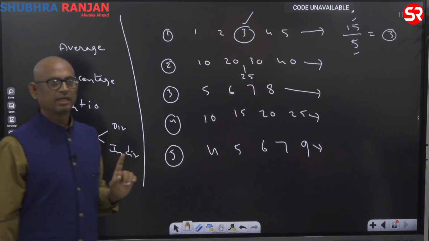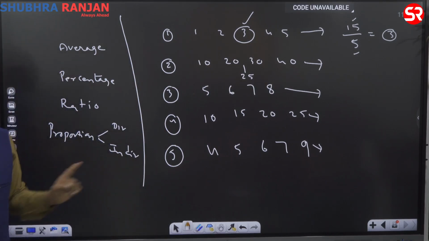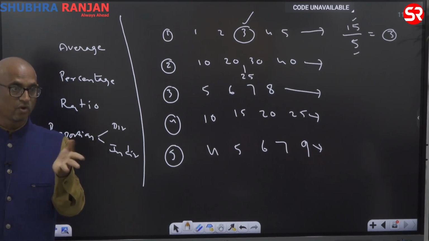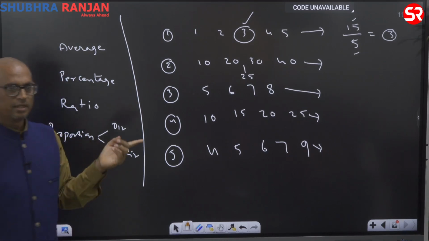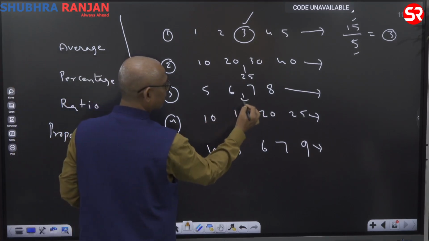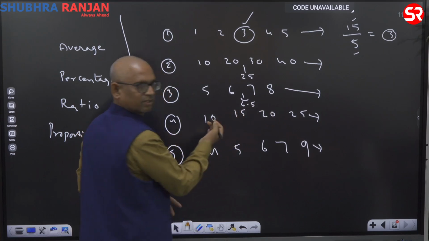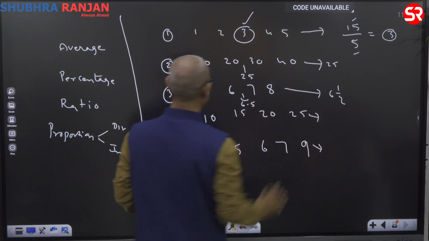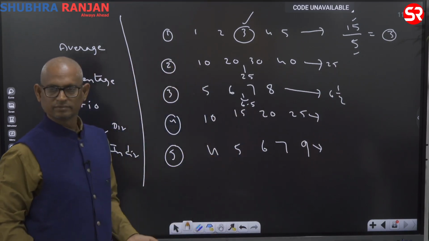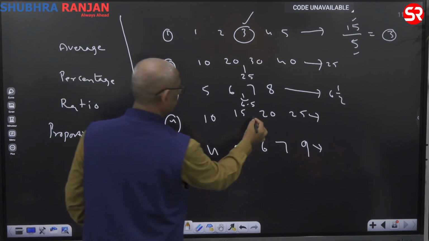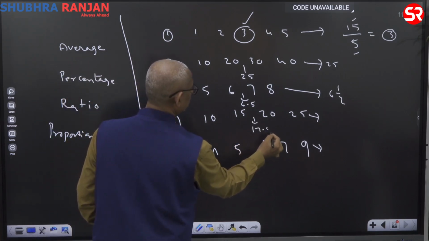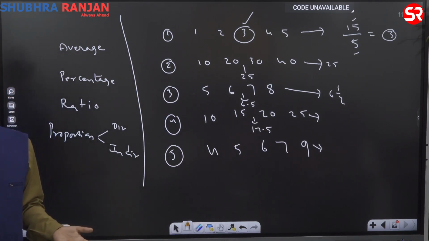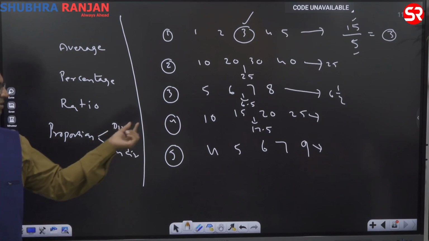Got it? Any doubts? Now what is the answer for 5, 6, 7, 8? You have to tell. 6.5. In the middle 6.5 comes, na? 6 and a half, that's all. Now 10, 15, 20, 25. 17.5. Now 4, 5, 6, 7, 9.